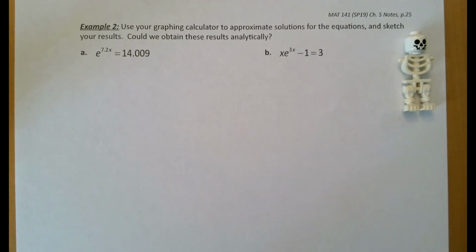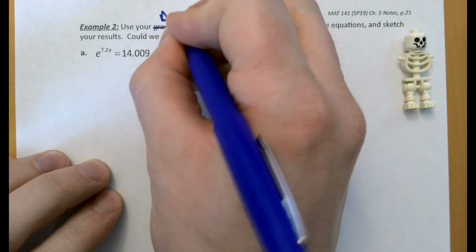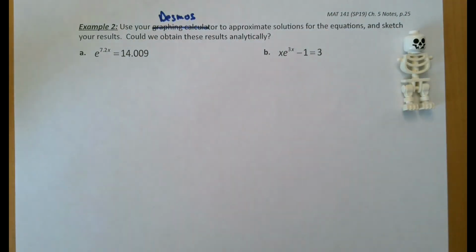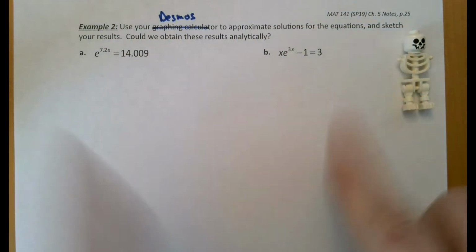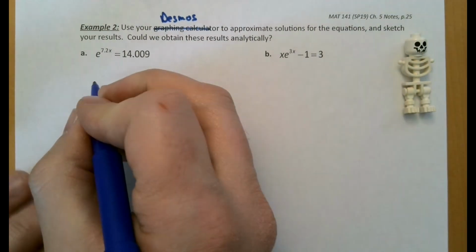So we kind of already did this in the previous video. We're just going to solve these graphically. Now I'm going to ignore this graphing calculator and say Desmos, and get the approximate solutions, and then ask ourselves, could we get either of these solutions analytically? So what I will do in this case, I showed the intersect method in the last one.